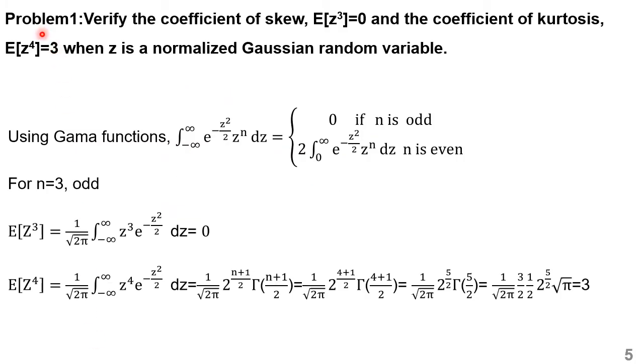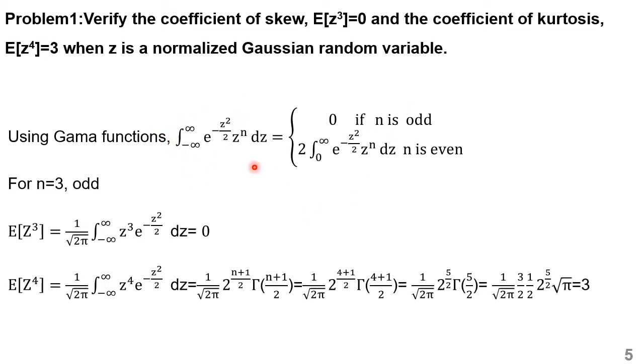With this background of gamma function, let us try to solve the problem. First problem, we need to verify the coefficient of skewness, E of Z cube, is equal to 0, and the coefficient of kurtosis, that is E of Z to the power 4, is equal to 3, when Z is a normalized Gaussian random variable. In the gamma function, we have defined if n is odd, this turns out to be 0.